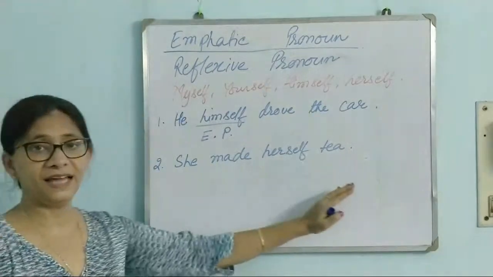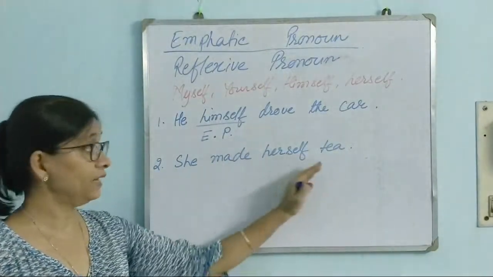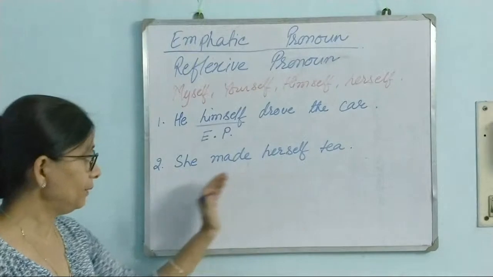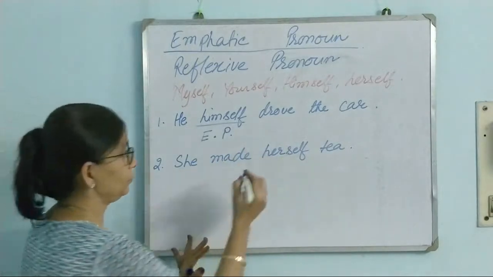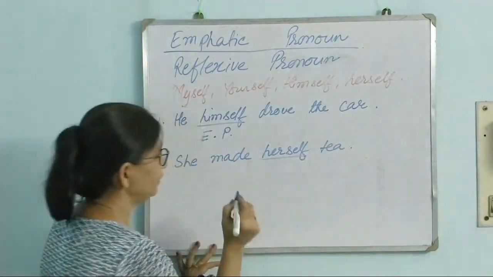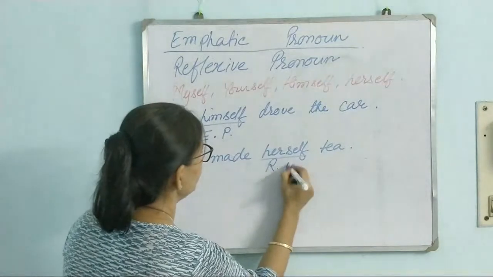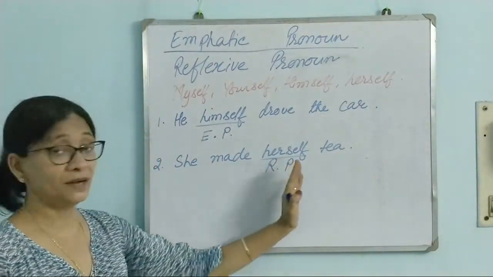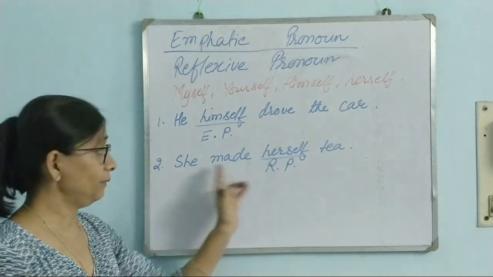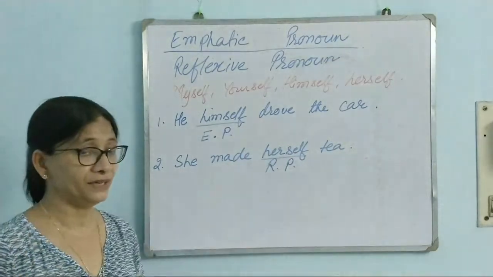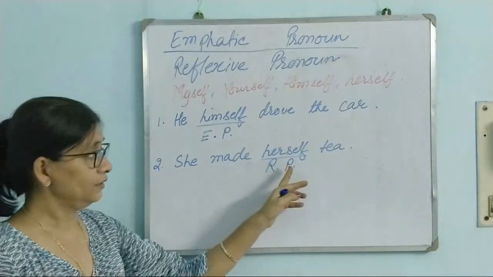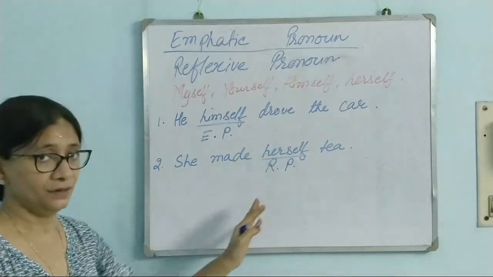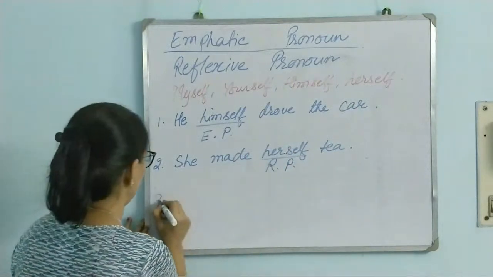She made herself tea. That means she made tea for herself. So, herself here is used as reflexive pronoun. Do you get the idea? But if I write she made tea herself, then it is emphatic. But if I write she made herself tea, here it is reflexive pronoun.